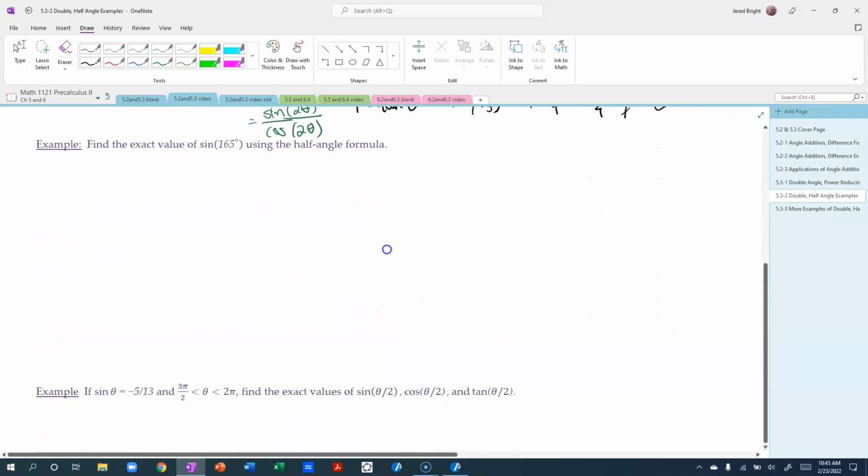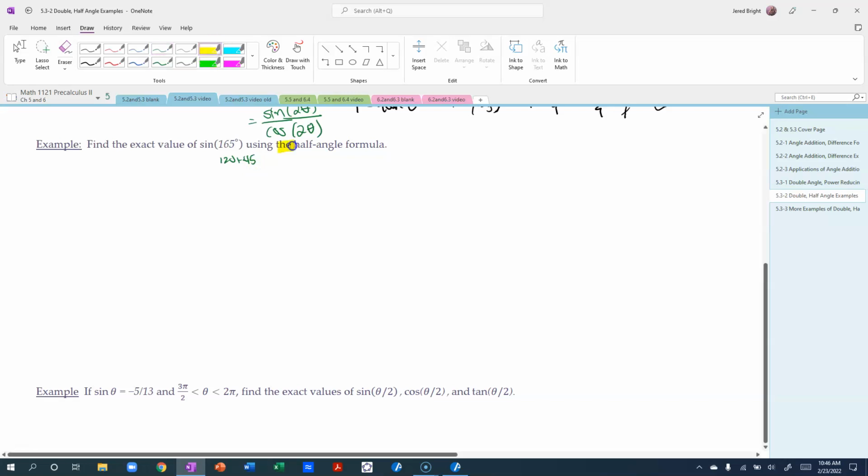All right, next one, find the value of sine of 165. Oh, we did that in another video. Isn't that just 120? So 165 is 120 plus 45. And then I could use the angle addition. Yep, to check my answer.